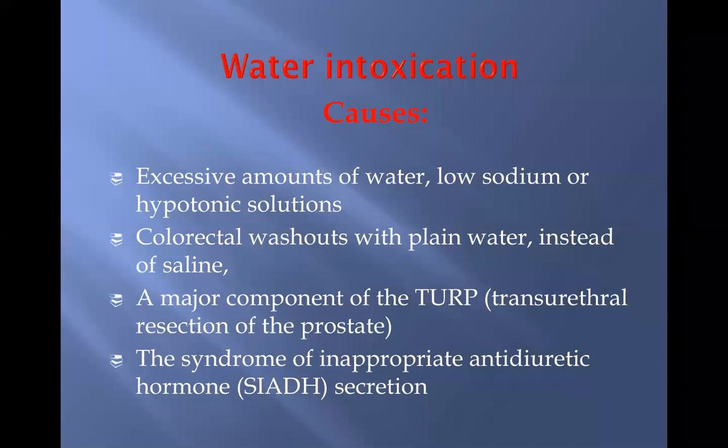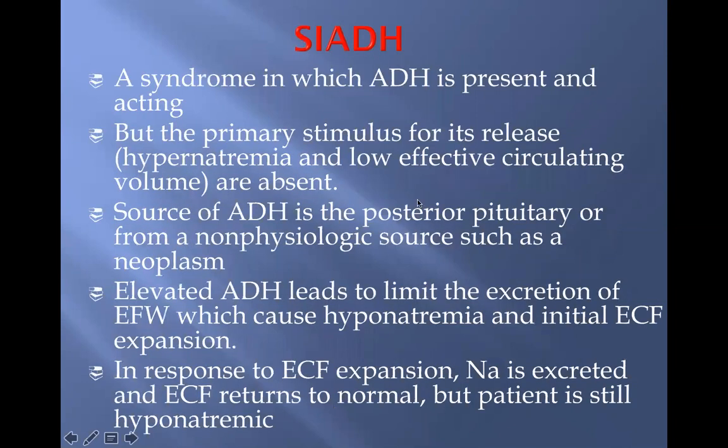The fourth cause is the syndrome of inappropriate antidiuretic hormone secretion, called SIADH syndrome. In this syndrome, antidiuretic hormone is present and acting, but the primary stimulus for its release, which is hypernatremia and low effective circulating volume, are absent. So there is an exaggerated effect of the antidiuretic hormone without the presence of the usual primary stimulus factor.